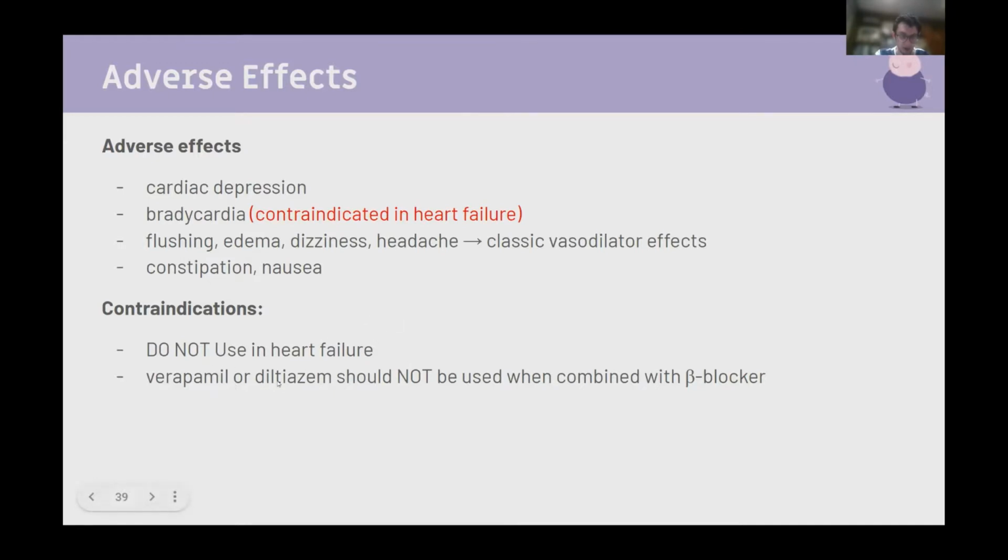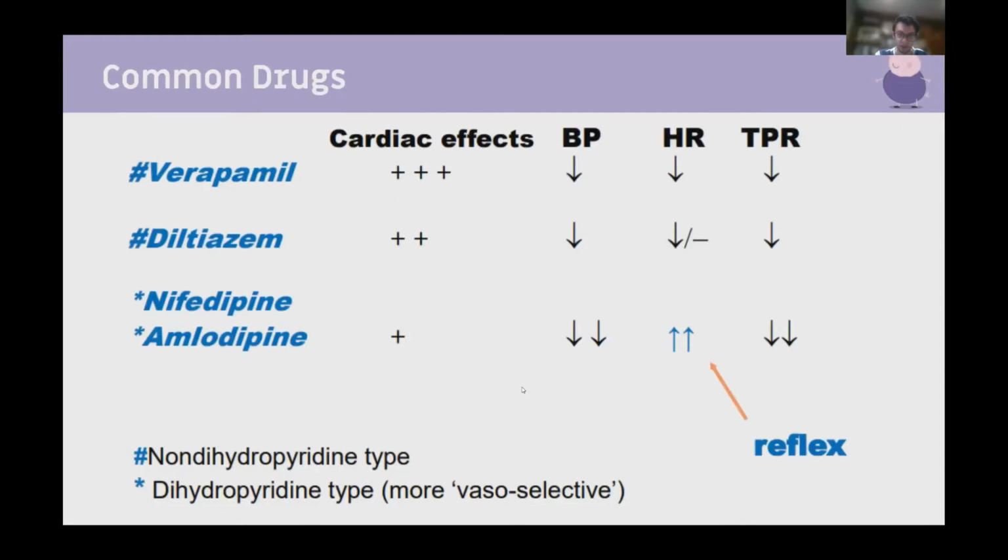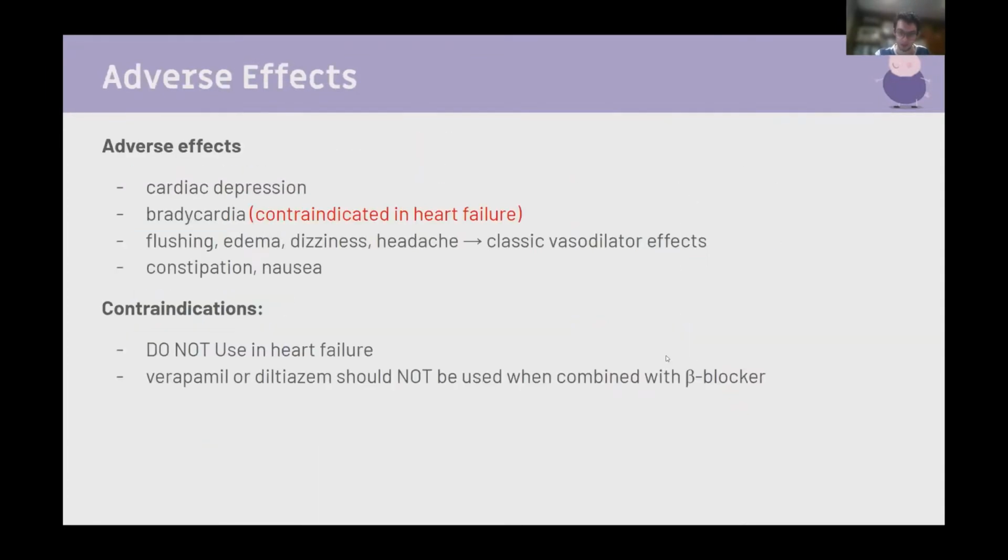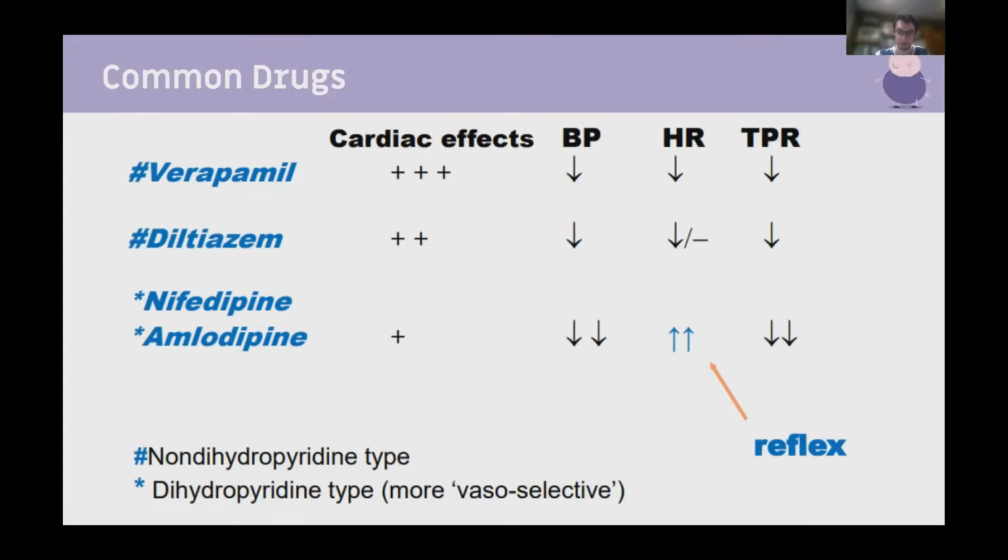And verapamil or diltiazem should not be used when combined with a beta blocker. That's another contraindication. Your beta blocker is going to reduce your heart rate, and you don't want to lose the reflex tachycardia. When you're giving these drugs, you're more susceptible to that as well because you have no compensatory mechanism for that decreased blood pressure, and you want to maintain cardiac output.